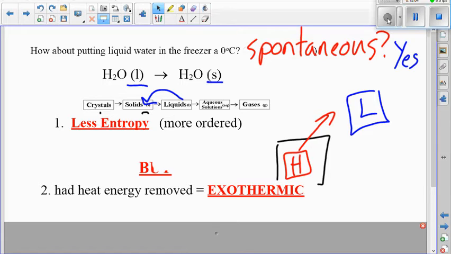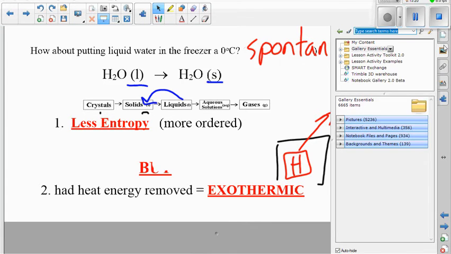So yeah, this is a very good problem. I like this one. This is spontaneous because it's exothermic. The decrease in entropy is not very favorable, but the exothermic is very favorable. So this is what causes this to be spontaneous. Okay? Alrighty.